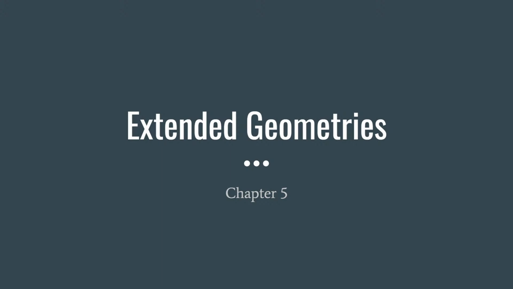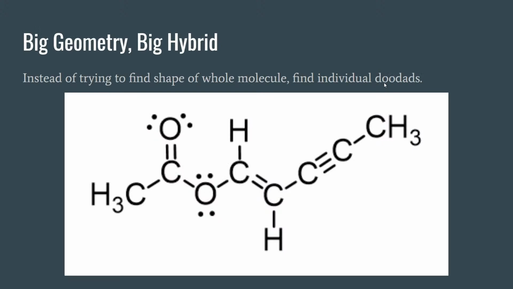You can find the geometries and the hybridizations for larger molecules, not just single center molecules. So here we have a fairly complicated organic molecule. We can find the individual geometries and hybridizations of every single carbon atom and this oxygen atom, just to keep on going along this entire chain. It's not particularly difficult.